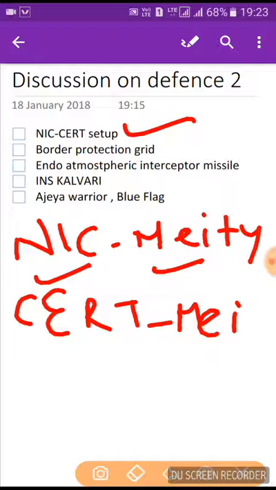Some important facts about the setup: it is a dedicated body to detect, prevent, and mitigate the impacts of cyber attacks by monitoring data across NIC platforms. It helps in real-time monitoring of data, and it helps in securing the Digital India initiative.